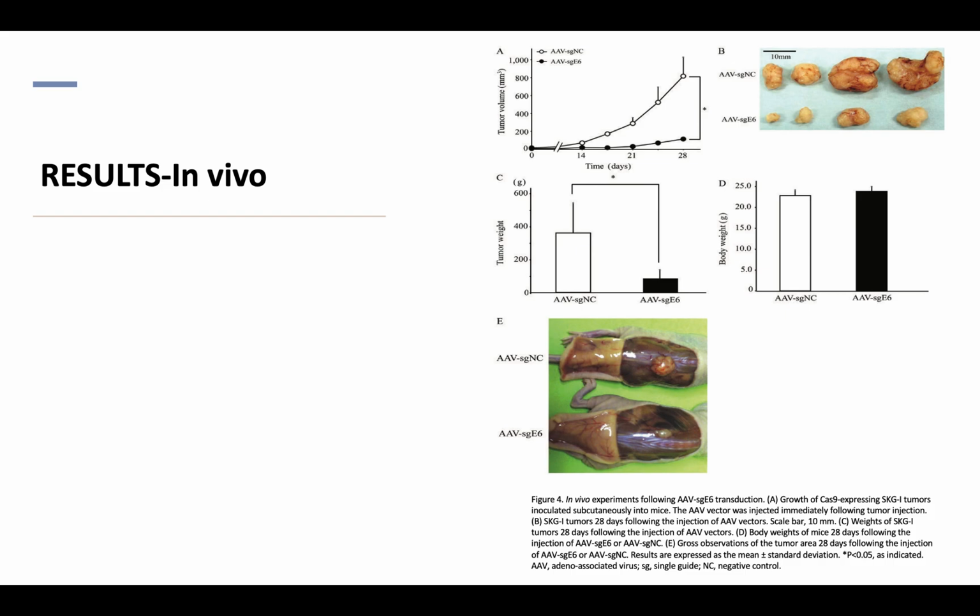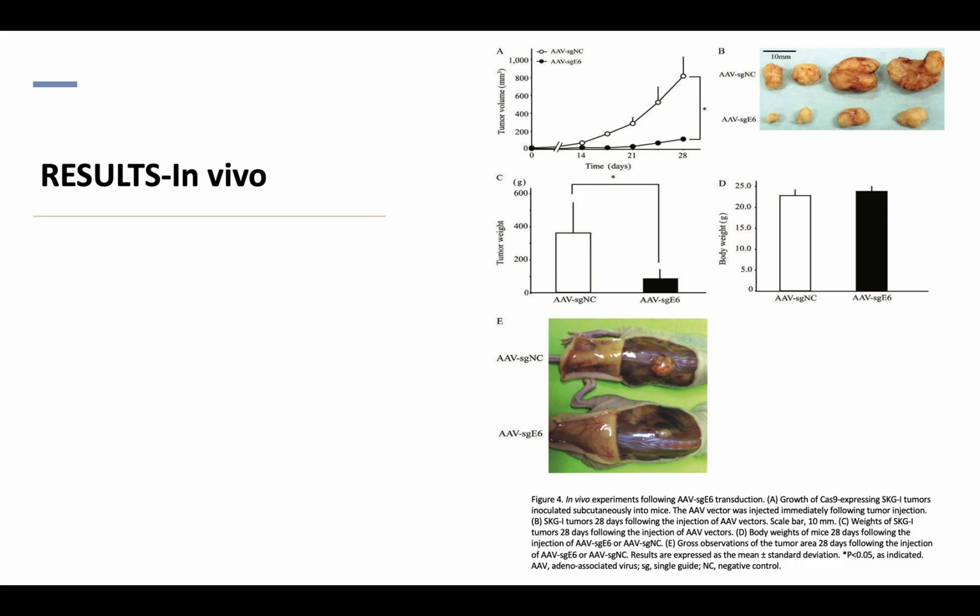Results in vivo. In vivo experiments, tumor growth was suppressed significantly in mice injected with the vector SGE6 as compared with those injected with the negative control. As you can see in figure A, on the top left hand side, you can clearly see differences between the tumor volume after the halfway mark between days 14 and 21, which is where the tumors of the negative control start to grow at a very fast rate compared to those of E6.